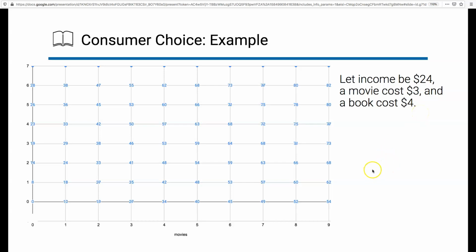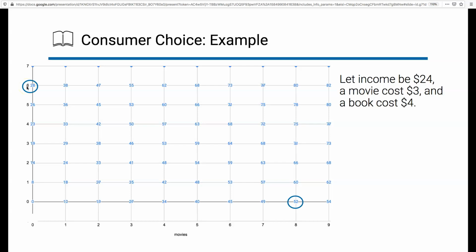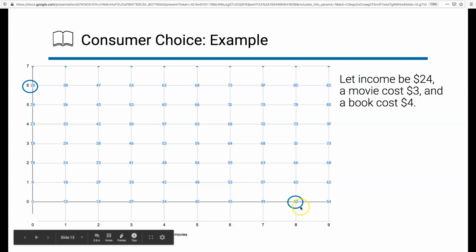To draw the set of opportunities, you need to figure out which bundles you can and you can't buy. And the easiest way to do so is to first look at the case when you're only buying one good and not the other. So here on the vertical axis, I'm marking 6. If you only buy books, the maximum number of books you can buy is 24 divided by 4, 6 books. If you're only buying movies, on the other hand, the maximum number of movies you can buy is 8. So these are the boundaries of your budget set.